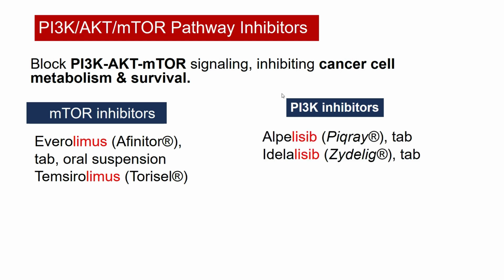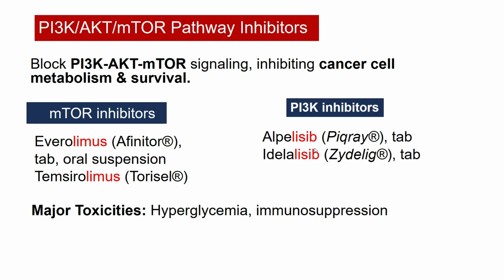And also here is alpelisib, which is a PI3K inhibitor. The major toxicities of these are hyperglycemia and immunosuppression. So the takeaway point here is everolimus, which is the mTOR inhibitor, comes as oral preparations.